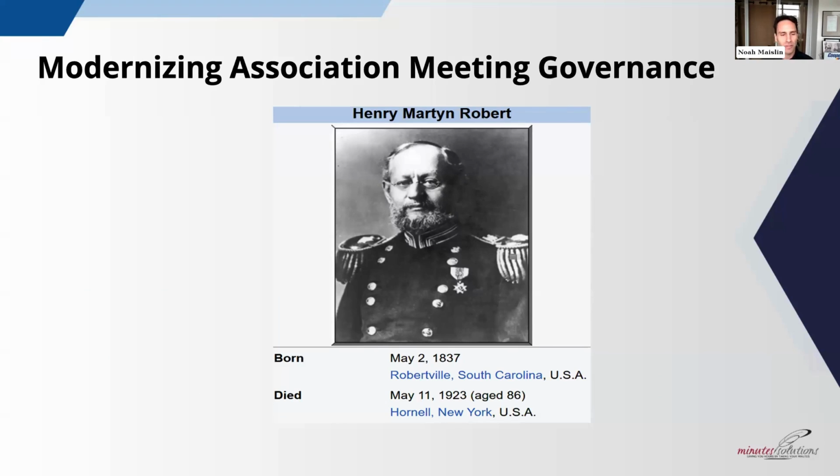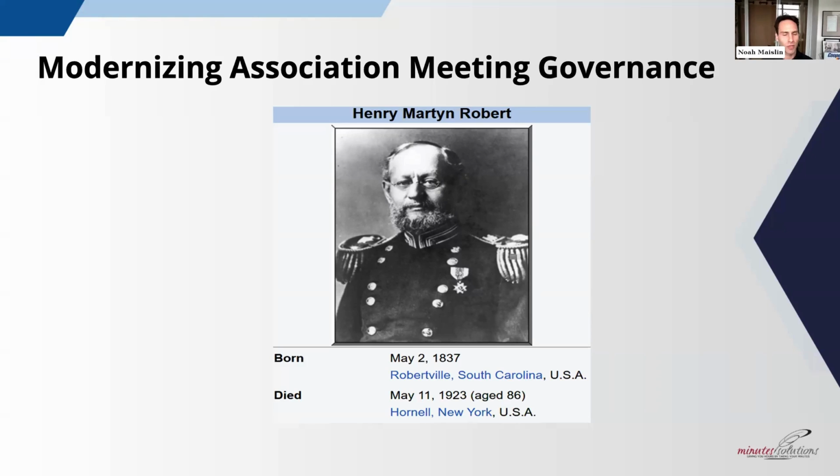Well, I think it's very important to start with our history, understand where we came from and how we got to where we are today, and go through the ropes a little bit. Henry Martin Robert, who you see on the screen, is most famous for his Pocket Manual of Rules of Order for Deliberative Assemblies. This was later known as Robert's Rules of Order, which many of you have likely heard of.